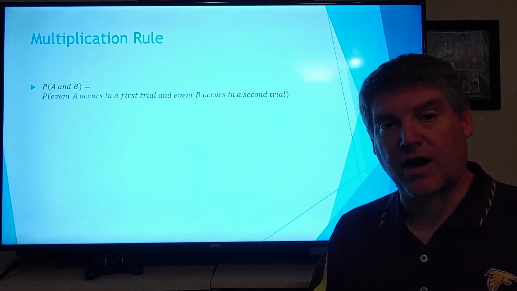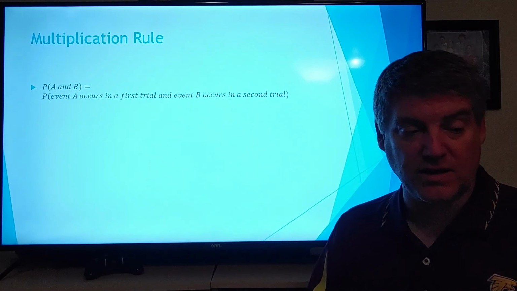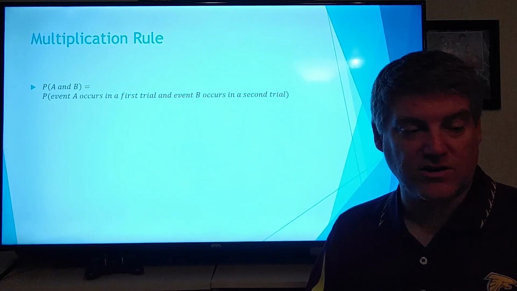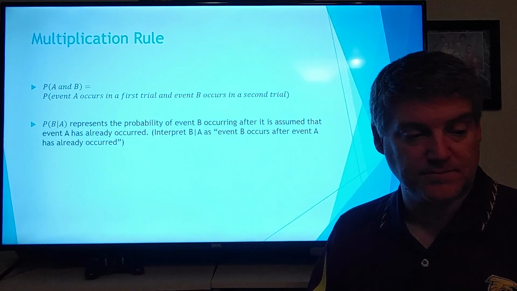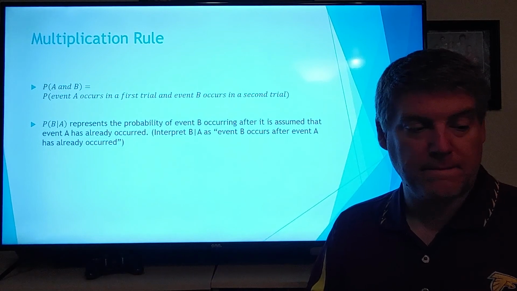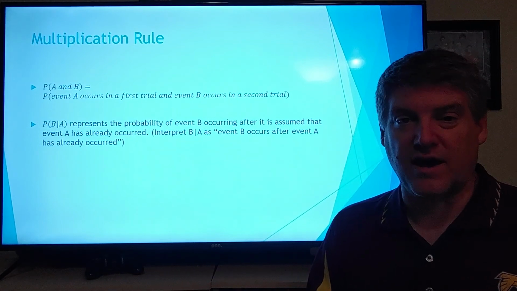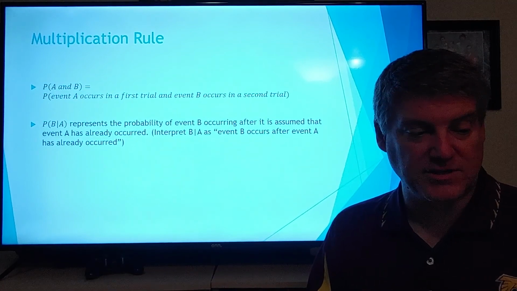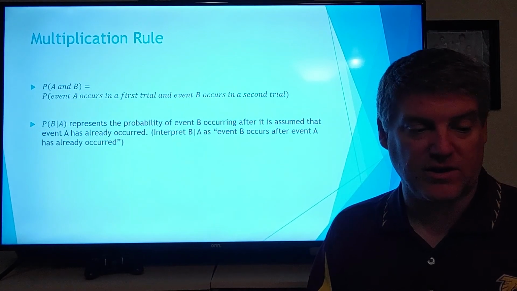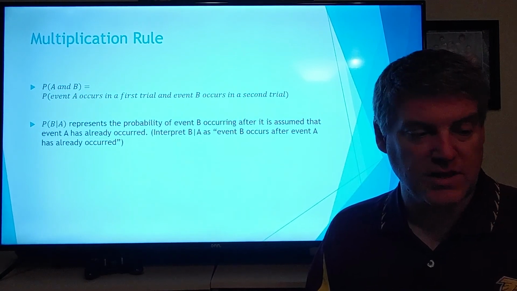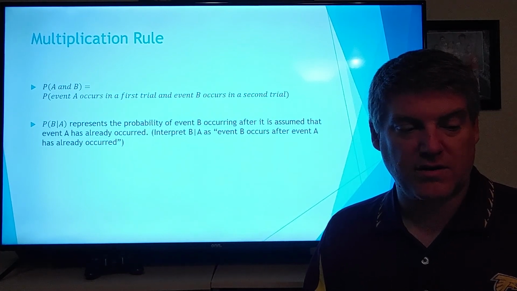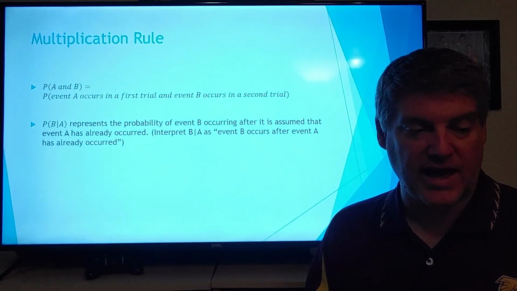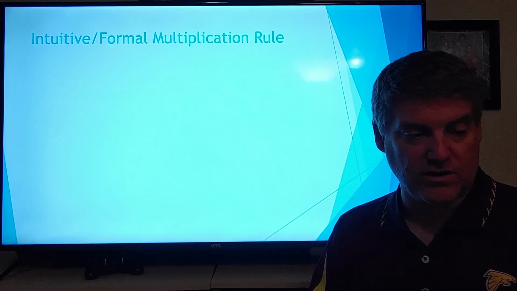Multiplication rule. The probability of A and B: the probability that event A occurs in a first trial and event B occurs in a second trial. The probability of B given A represents the probability of event B occurring after it is assumed that event A has already occurred. Interpret B given A as event B occurs after event A has already occurred.